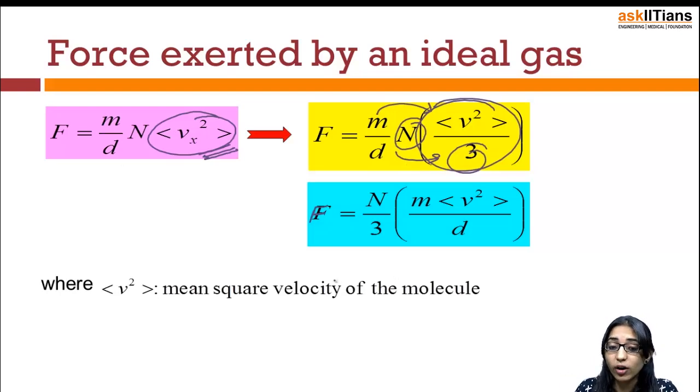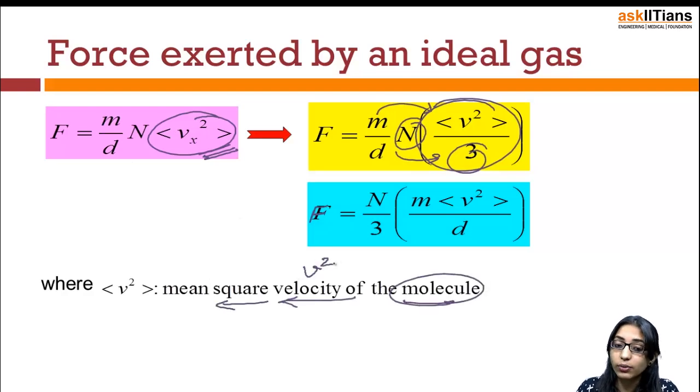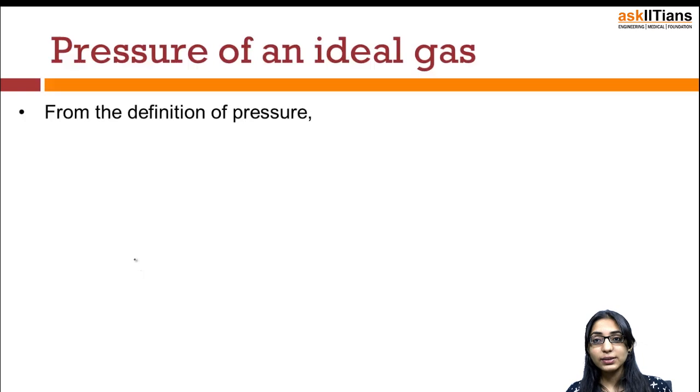So let's read it from back. There is a molecule, and you know the velocity of the molecule is v. You take the square as v square. Then you take the mean or the average, which is the mean of v square. If it is completely clear to everyone up to this point, let's move on to the pressure of an ideal gas.